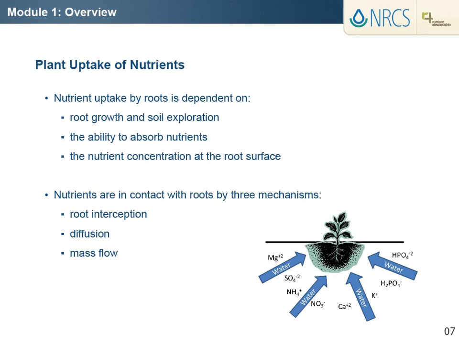This process, called mass flow, accounts for a substantial amount of nutrient movement toward the plant root, especially for the mobile nutrients such as nitrate. Specifically, mass flow has been found to account for about 80% of nitrogen movement into the root system of a plant, yet only accounts for 5% uptake of the more immobile phosphorus.